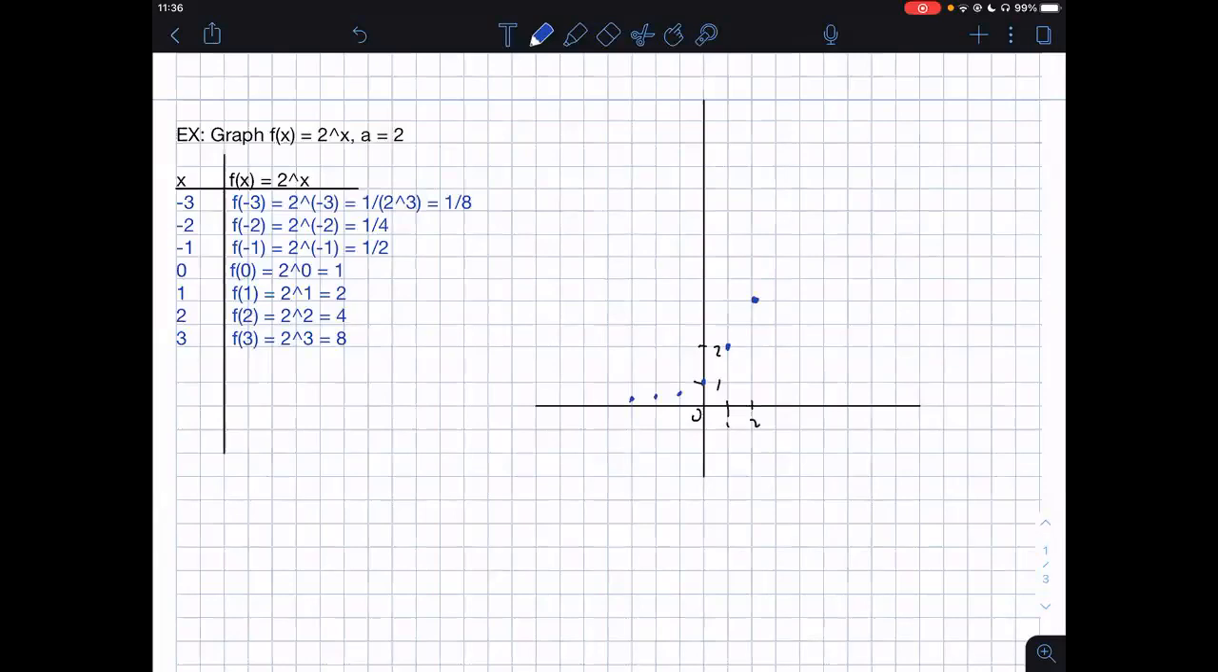So 4, 5, 6, 7, 8. It's around here. Okay. And then we connect these points, and there we see that upward curve. So here we have a function of x, where f of x is 2 to the x. All right, so there we have our growth function.